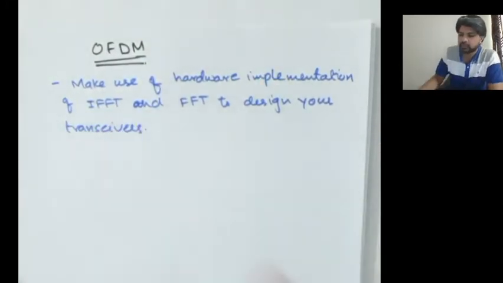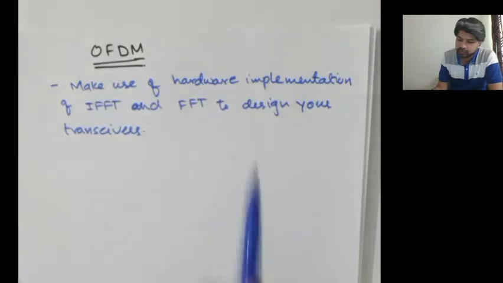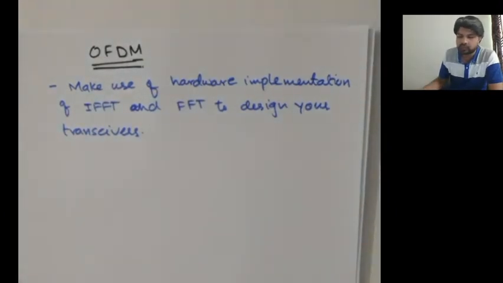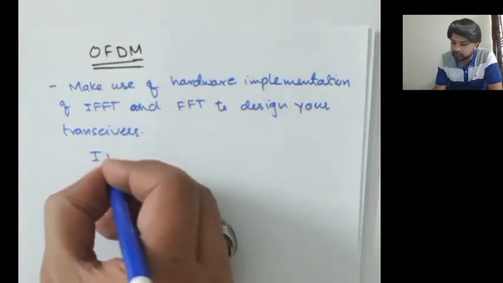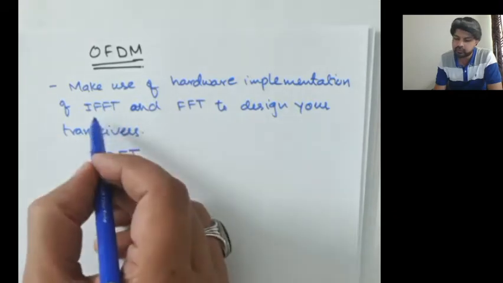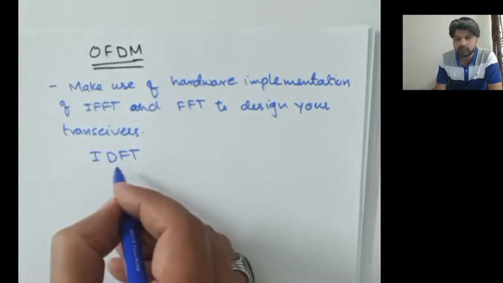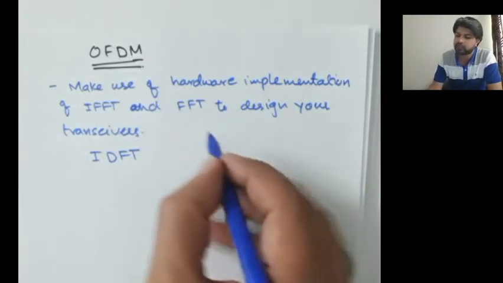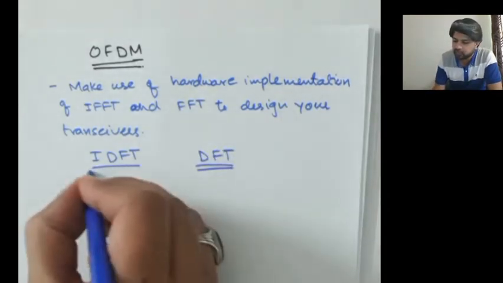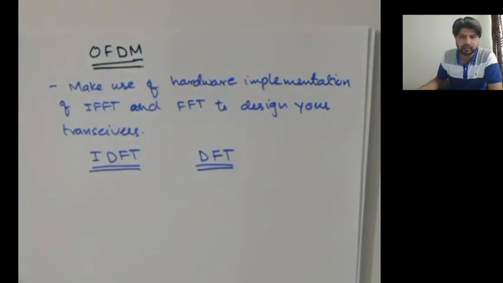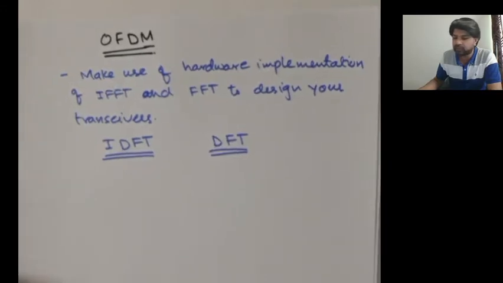So that is the key point here. OFDM made use of these simple hardware implementations of discrete Fourier transform. IFFT is nothing but the inverse fast Fourier transform algorithm, which implements the inverse discrete Fourier transform, and FFT is an algorithm to implement the discrete Fourier transform. So let's see how OFDM manages this, how it can design the transmitter and the receiver, making use of these hardware implementations.